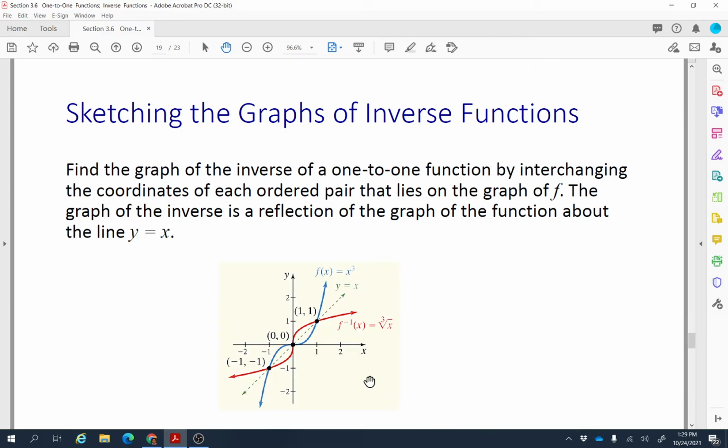One more example, as you can see, the red one is the graph of the cube root function and the blue one is the graph of the cube function. They are actually inverses of each other, and you can find the graph by just switching the x and y coordinates.